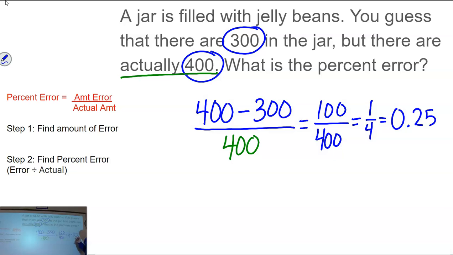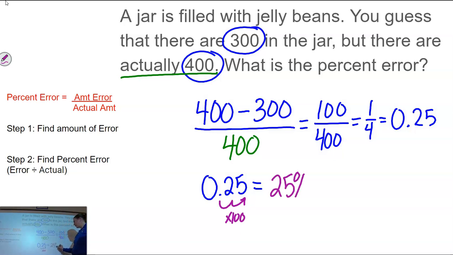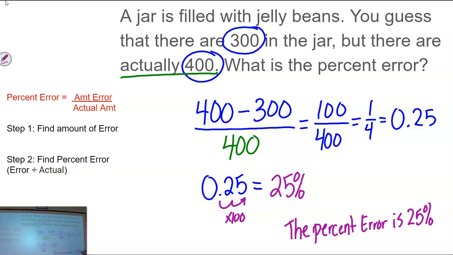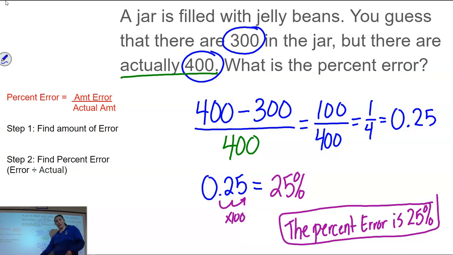Well, this is not your percent. You need to change that 0.25 into a percent. In order to do that, we multiply by 100. So that would be 25%. So the percent error is 25%. So it's pretty much the same as what we did yesterday, the percent change.